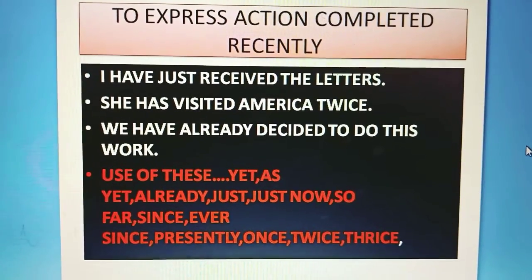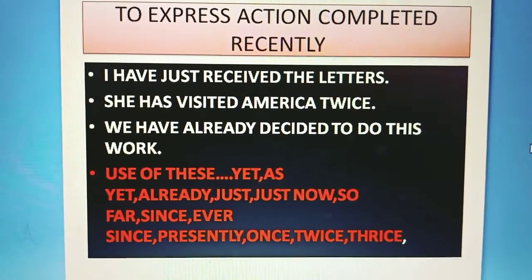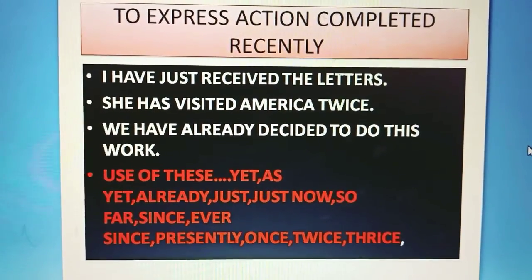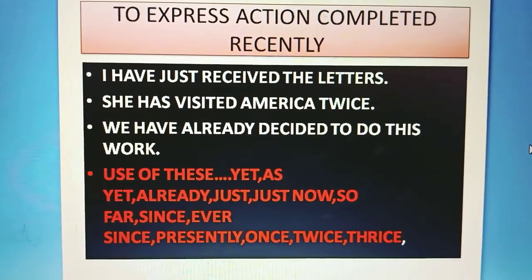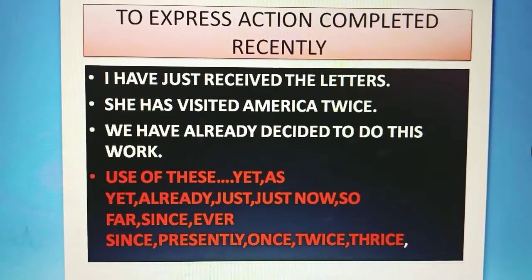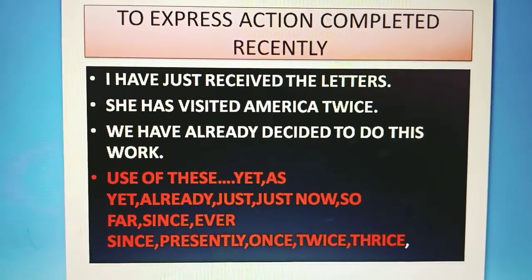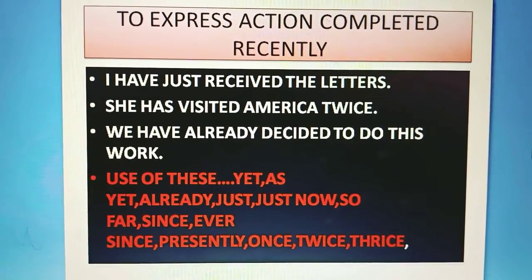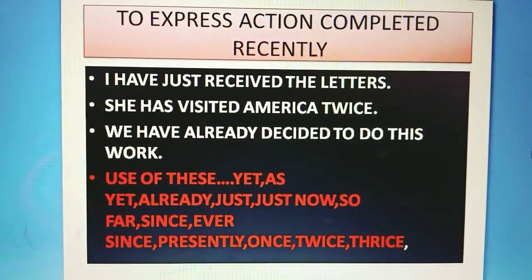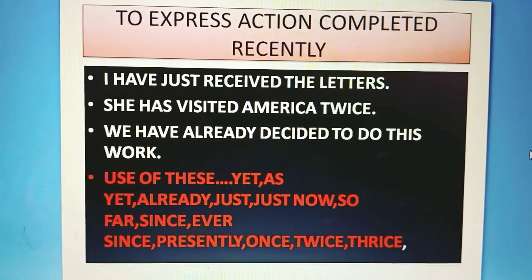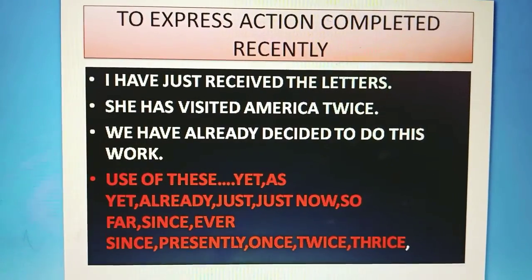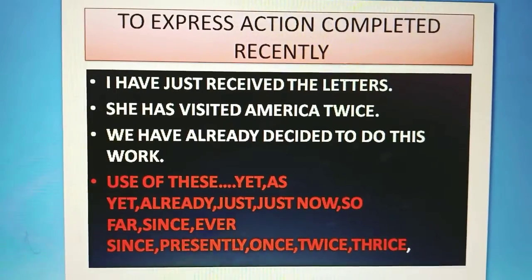I have just received the letter. She has visited America twice. We have already decided to do this work, right? Use of these words like yet, as yet, already, just now, so far, since, ever since, presently, once, twice, thrice are used in such expressions.